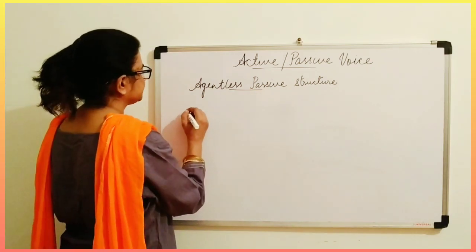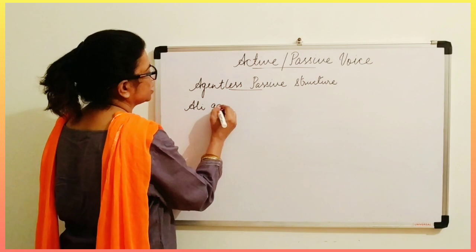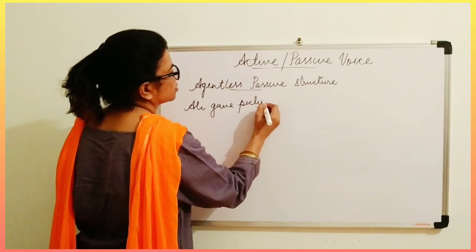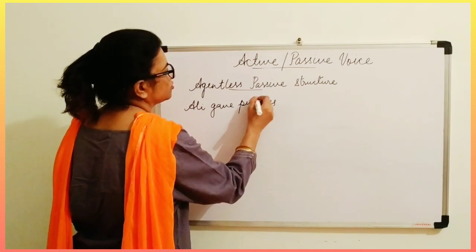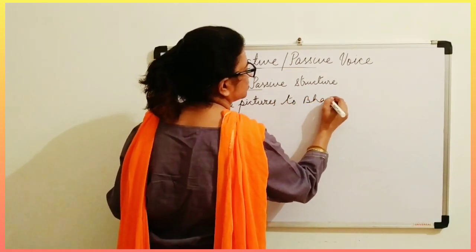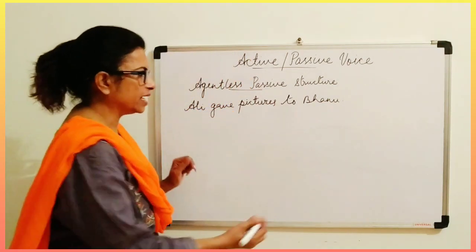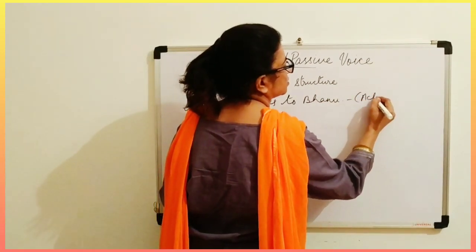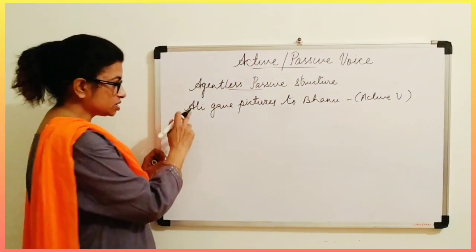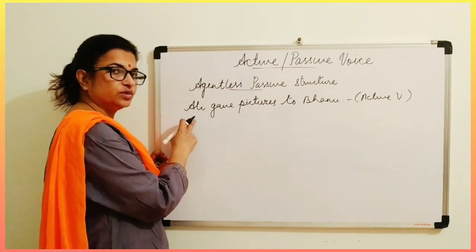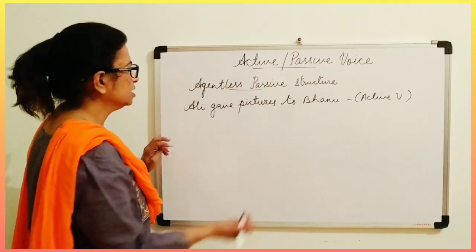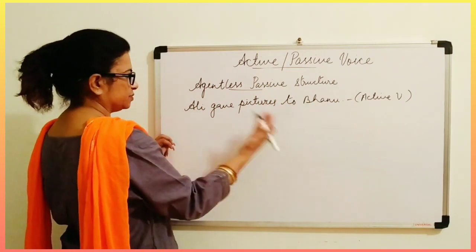Okay, like Ali gave pictures to Bhanu. Now this is an active voice sentence. Why active voice? Because the subject is the doer of the action. Who is doing the action? The subject is doing the action. Now let us change this into a passive voice. So Bhanu will change the place of the objects.